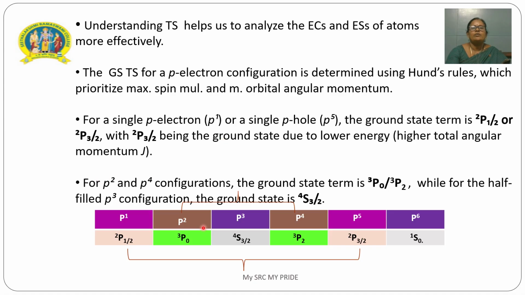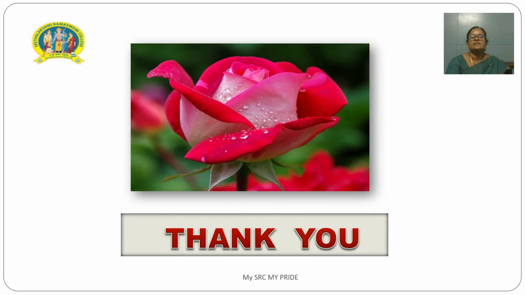For p2 and p4, the ground state term is 3P0 or 3P2, while for the half-filled p3 configuration, the ground state is 4S 3/2. Thank you.